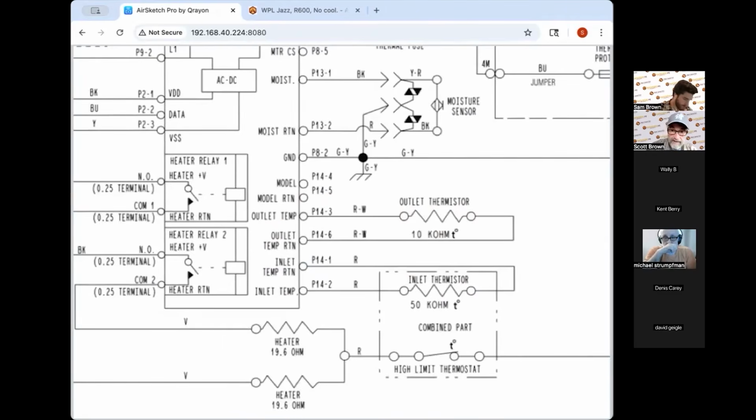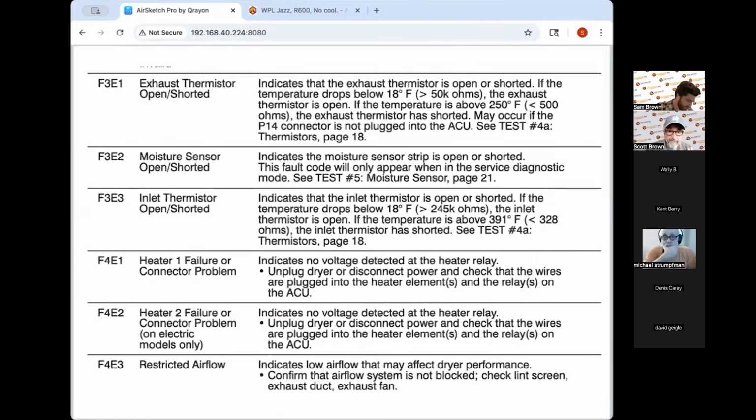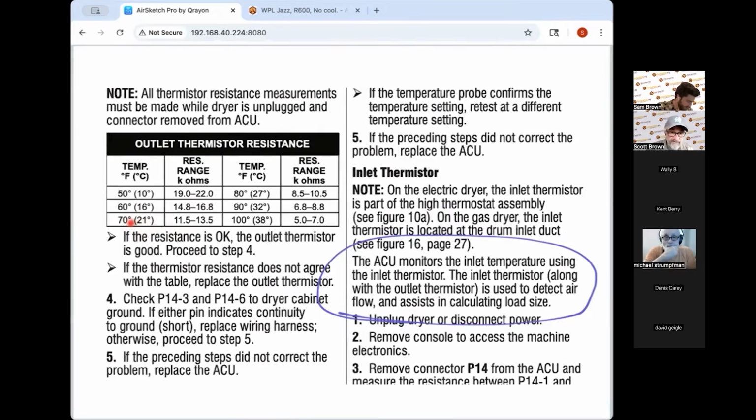And Sam, if you go back to that table, let's just say that the room is at 70 degrees. Then you can check your outlet thermistor right there, and you're looking for a resistance in that range to see if that thermistor is in spec, at least at that data point, at that temperature. You can do the same with the inlet thermistor. And remember, it's calling out K ohms here. So you're not looking for 11.5 ohms. You're looking for 11.5 thousand ohms.